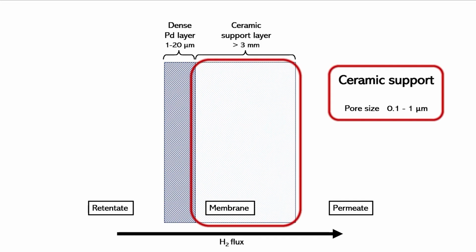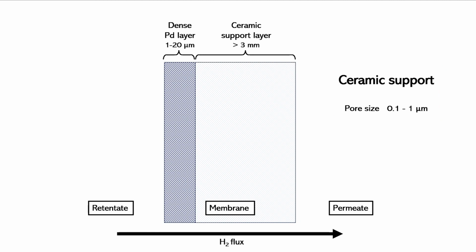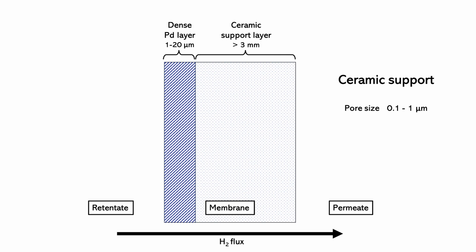The porous support layer is most commonly made of ceramic material, with a pore size between 0.1 and 1 micrometers. Ceramics provide excellent stability to the palladium layer and have little interaction with the palladium, making them a good choice as support.